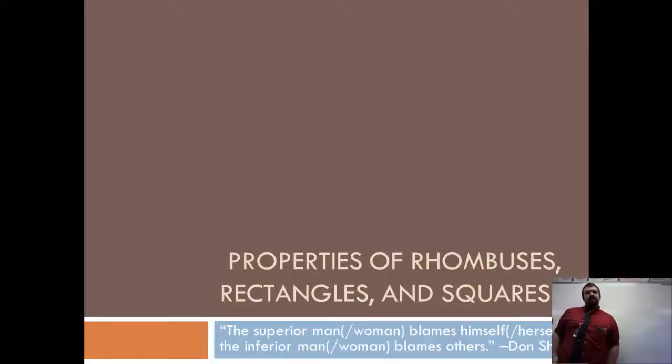Good afternoon, class. Today we'll be looking at the properties of rhombuses, rectangles, and squares. Now, these shapes are kind of new, but they're really important. They're special parallelograms. So everything that we discussed in the last section is still true. Every single thing, like opposite sides being congruent, opposite angles being congruent, consecutive angles being supplementary, and the diagonals being bisected, are all still true for rhombuses, rectangles, and squares.